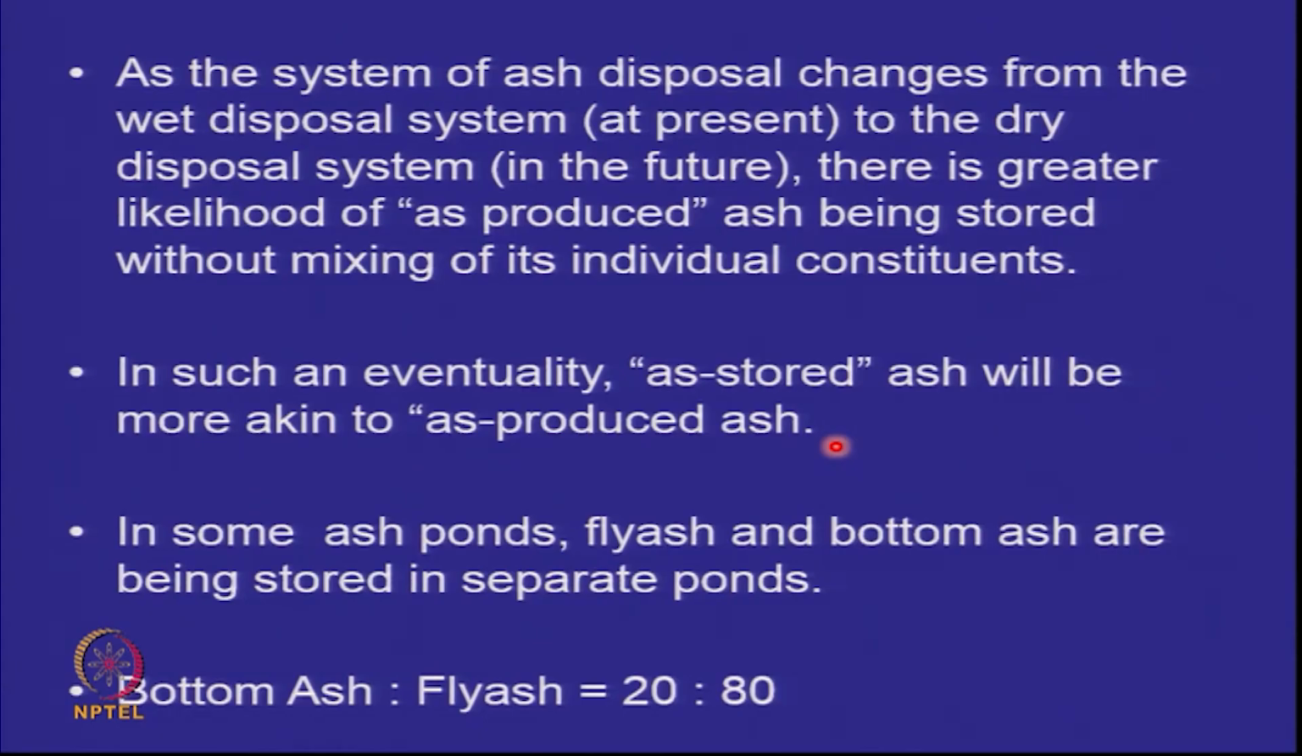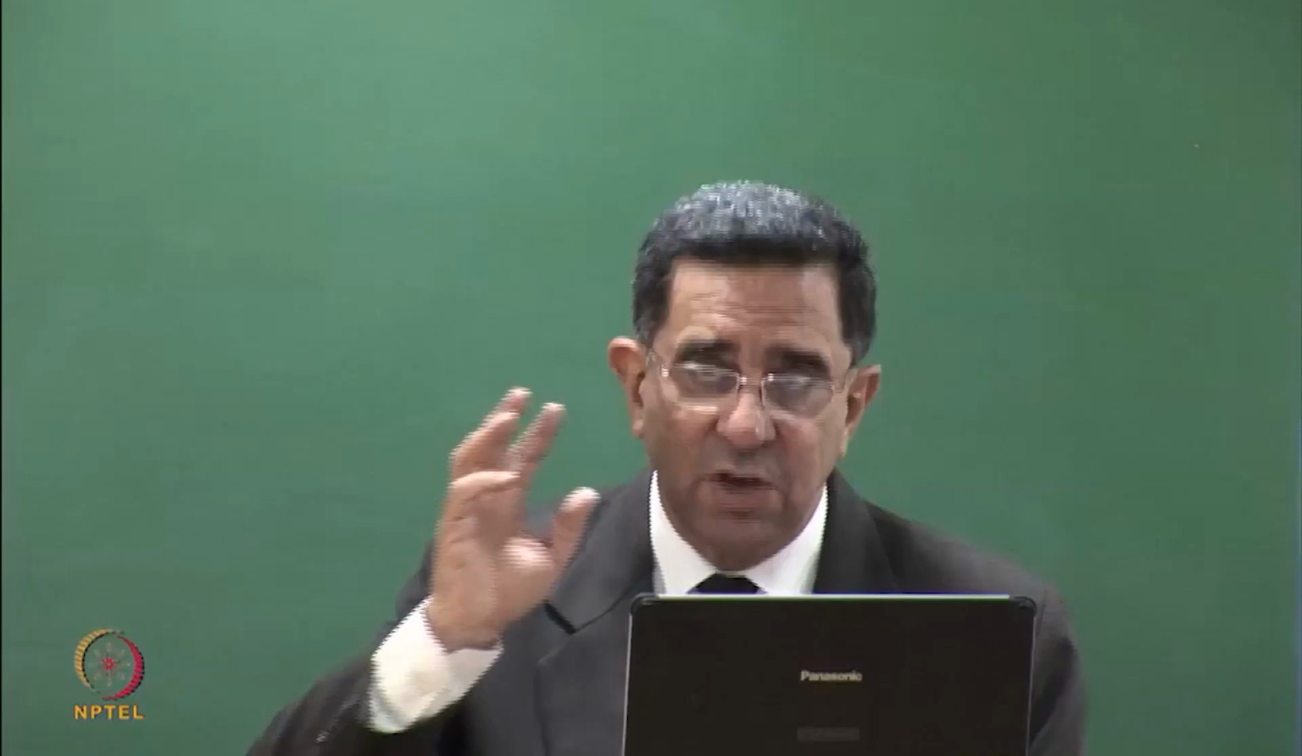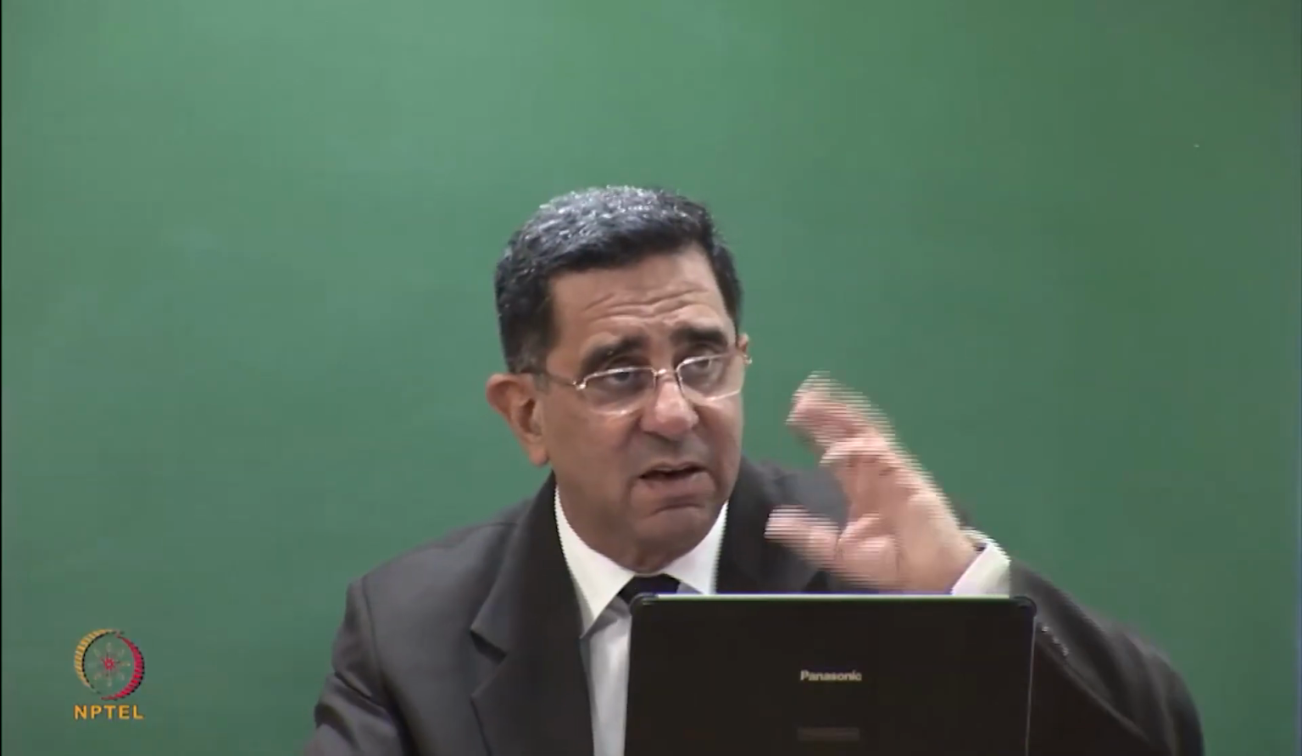In fact, in some of the thermal power stations now, fly ash and bottom ash are being stored in separate ponds. Okay? They are not being mixed. That means you just make the slurry of the fly ash and send it in a pipeline. The bottom ash may come out on a conveyor belt and go to a separate pond in a separate holding area.